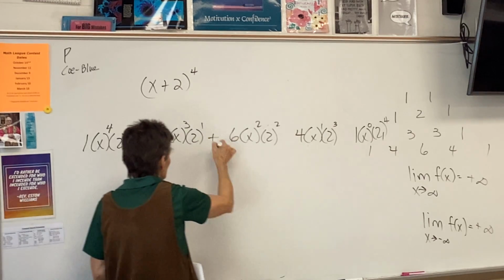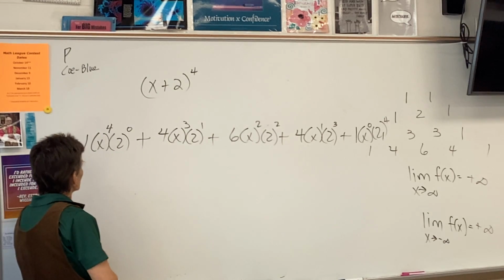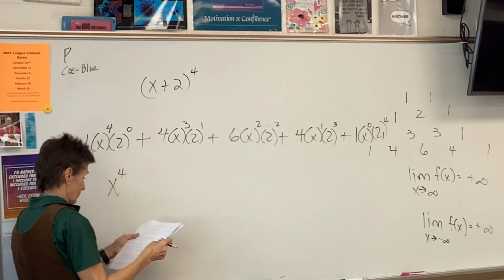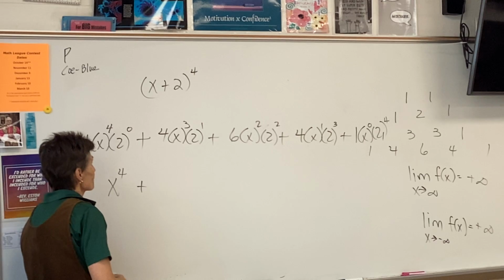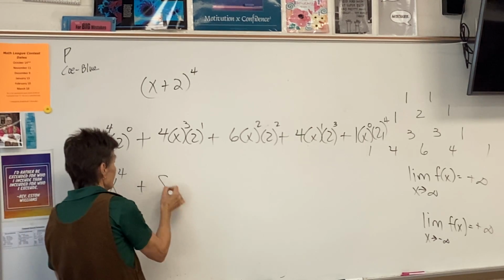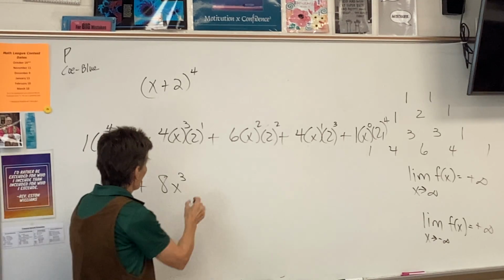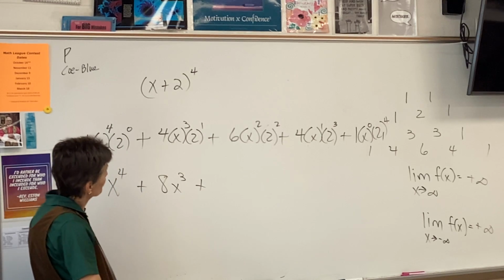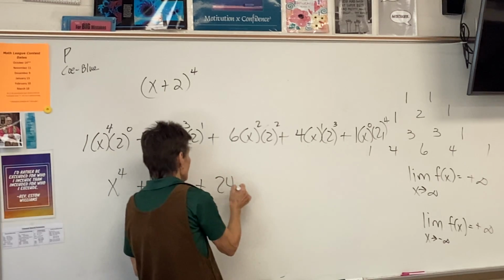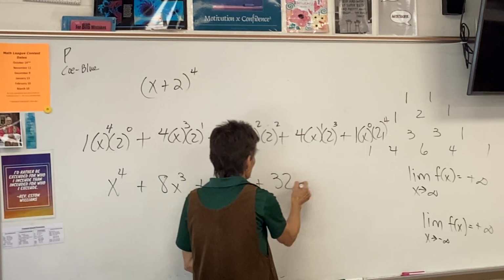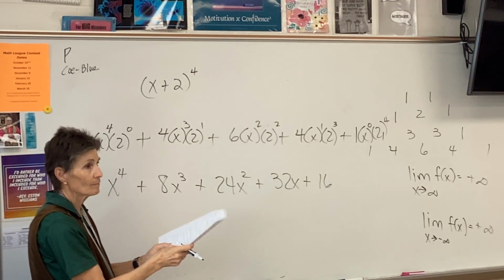All right, so let's see who was right. Now they both started right. What's the next one going to be? 8x cubed? All right, so Kelly's wrong. Let's see if Rowan's right. What's the next one? 24x squared, 32x, and 16. I think Rowan got it right. Do you think so?